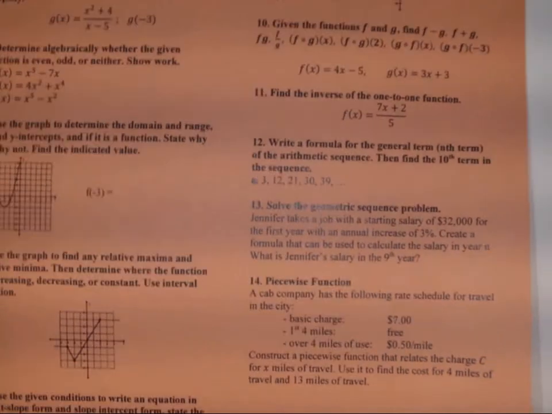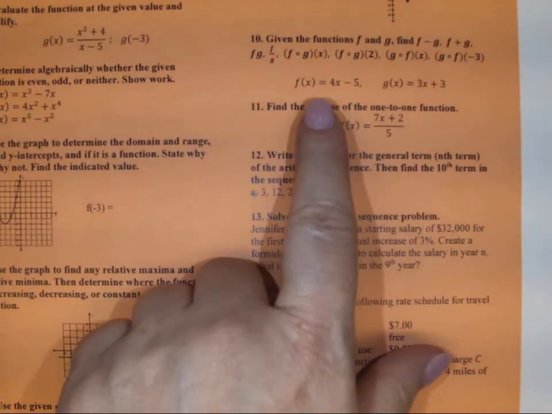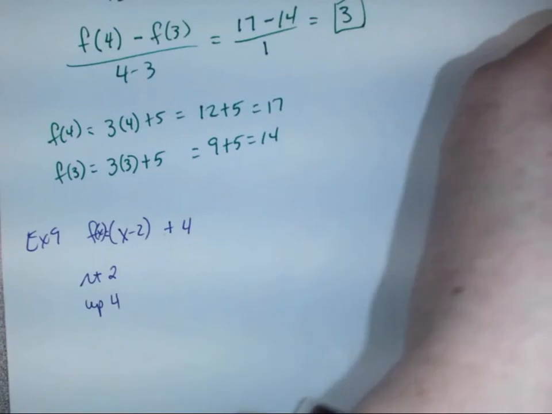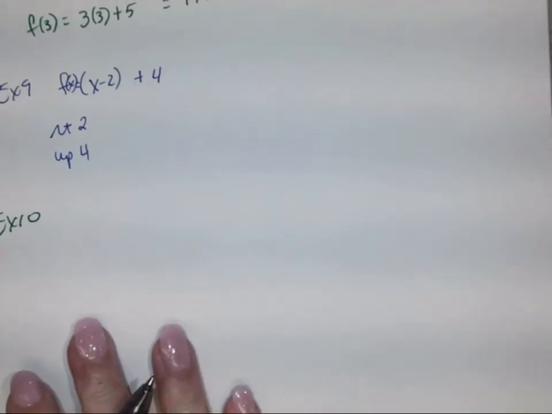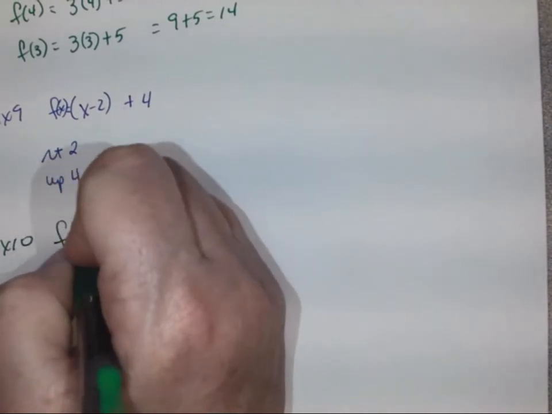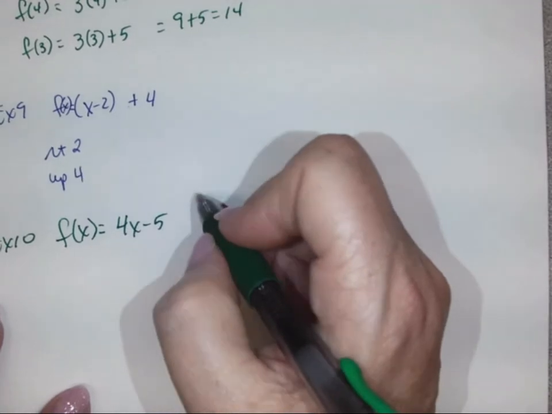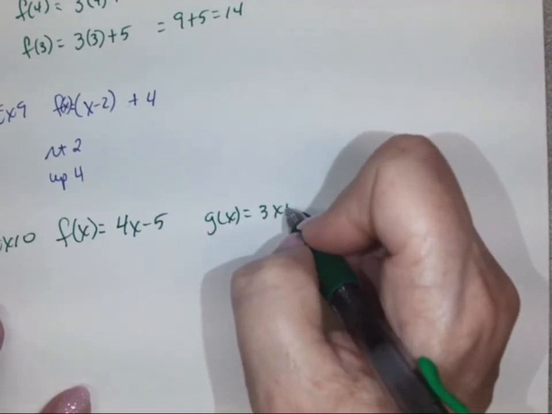So for example 10, we are given some functions, and we need to add and subtract and multiply and divide, and then we're also going to do some composite functions. So the first thing we're going to do is write down our functions. We have f of x equal to 4x minus 5, and g of x is equal to 3x plus 3.